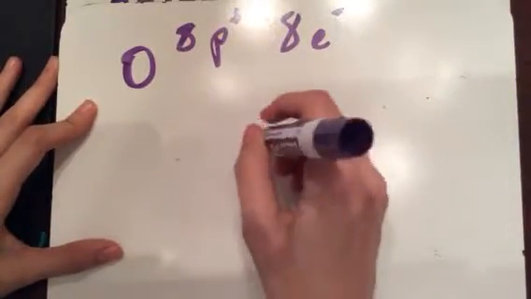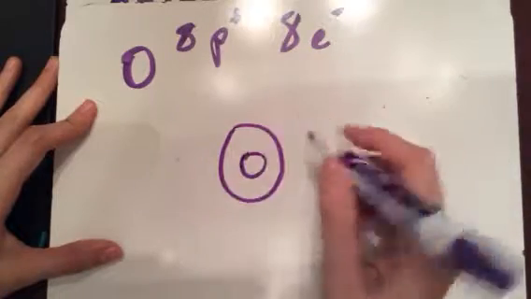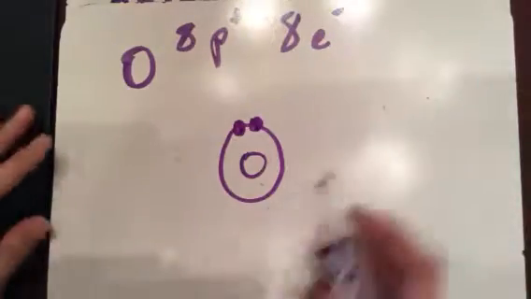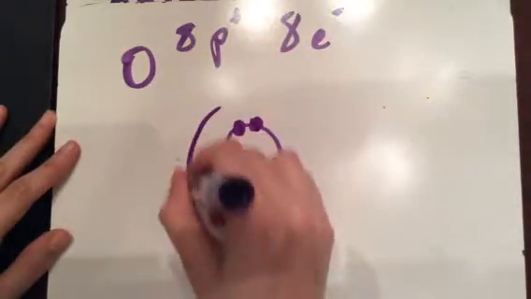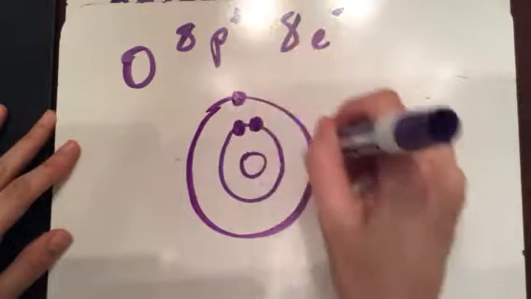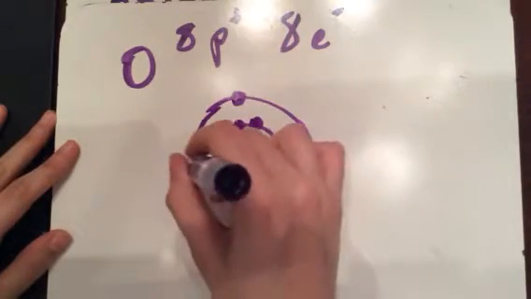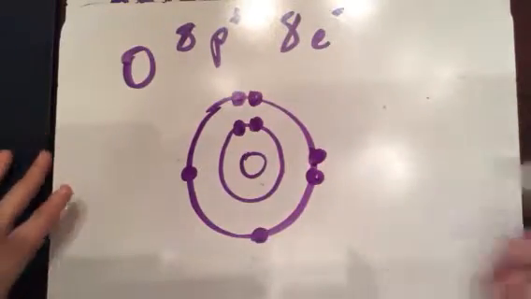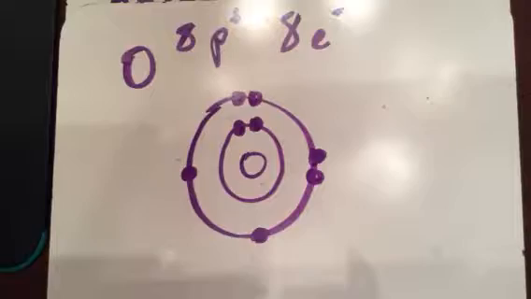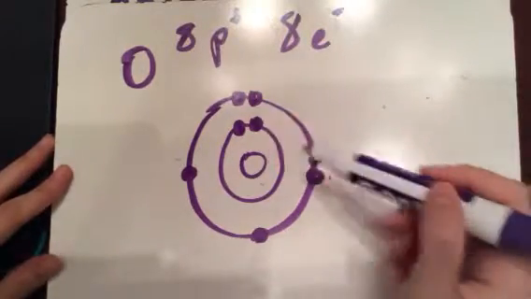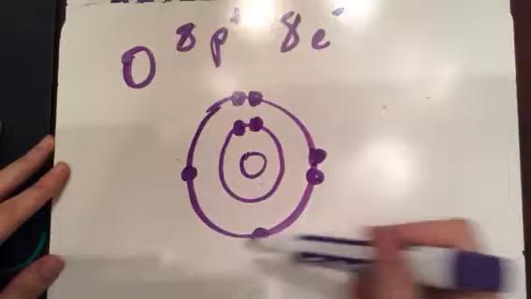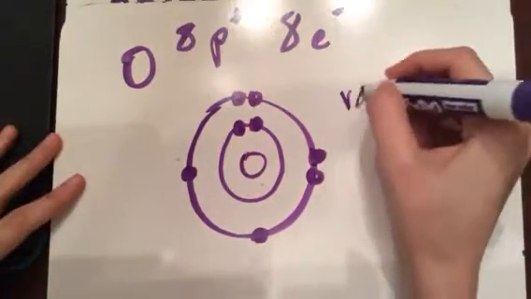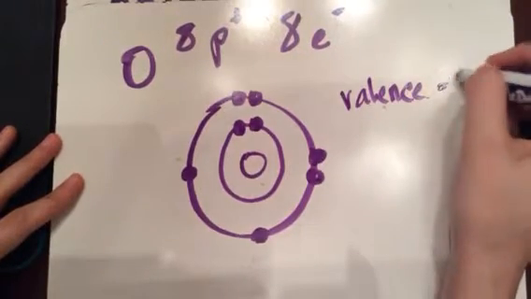Here is oxygen with its very first energy level, and it has 2 electrons in its inner energy level. And then in the outermost energy level, it has 6. Notice I did the singles before I paired them. That goes back to Hund's rule. So now I've got these 6 electrons in the valence shell. So oxygen's regular valence number is 6.